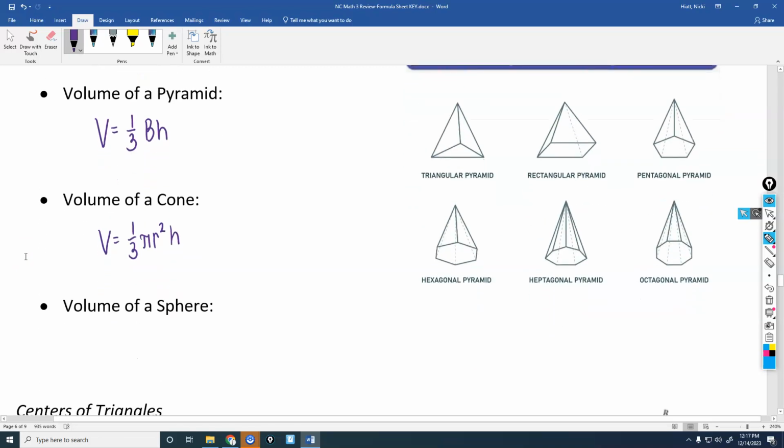Okay, and then we need volume of a sphere. That one is 4/3 pi r cubed.